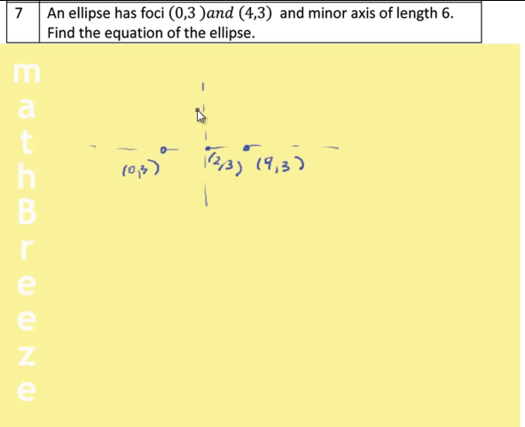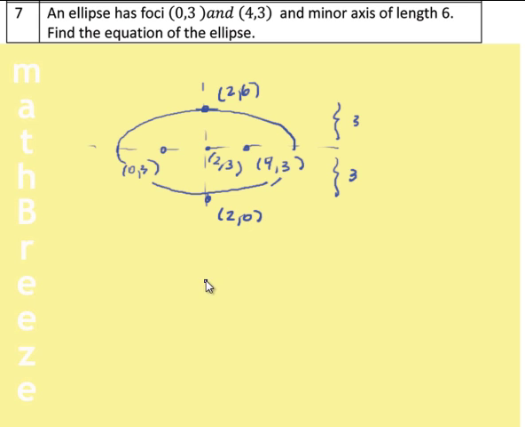The minor axis is length 6. I'm just going to draw the ellipse, just draw a picture of it. All right, the minor axis is length 6, so these are lengths 3 and 3. So we'll go up 3. So here we have the point 2, 6, and go down 3 from 2, 3. And here we have the point 2, 0.